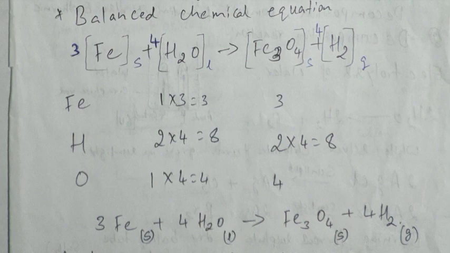So what will I do? I have to increase the hydrogen in the product. So that's why I have to put 4. I have to multiply the hydrogen in the product 4 times. It will become 8. So like this the chemical reaction is balanced.